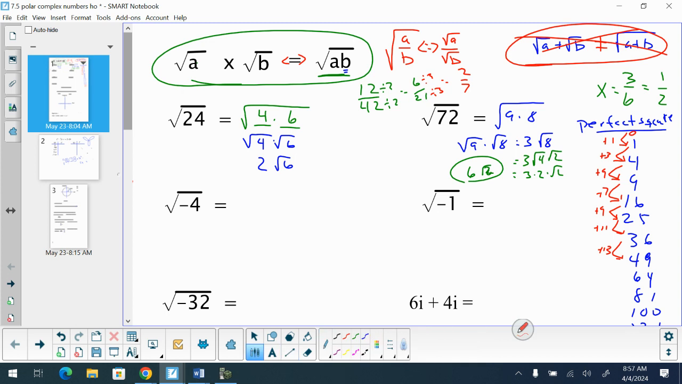Now, some of you may have seen up here, I can just go square root of 36 times square root of 2, which then I would get 6 square root of 2. It would fall out for you.